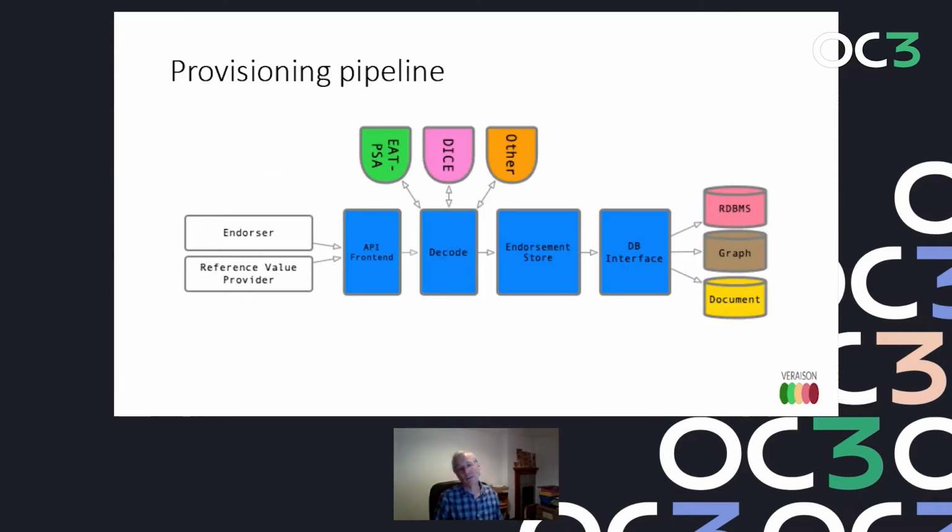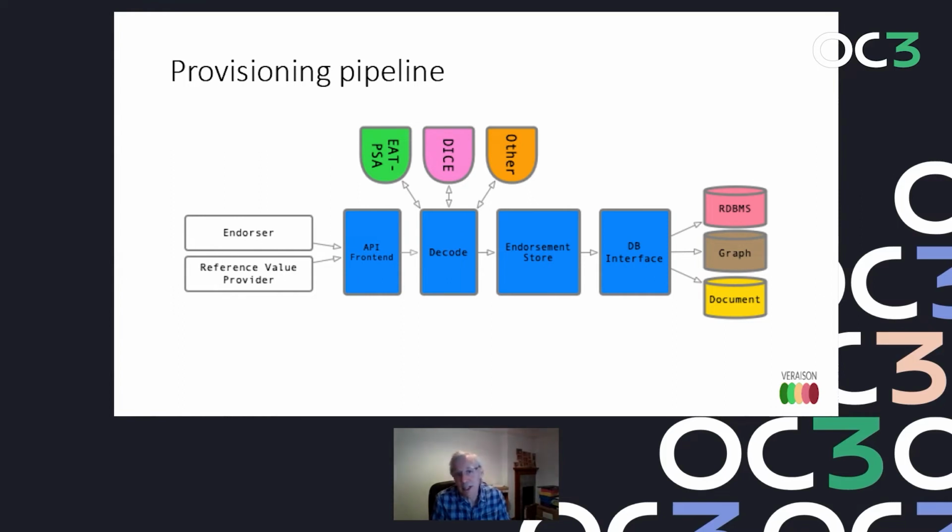So I've tried to explain how, and I'm trying to go slightly faster. My timing has been slightly thrown, but as I said, we're trying to make things extensible and pluggable. So both the provisioning pipeline and the verification pipeline have a common form and can take plugins.